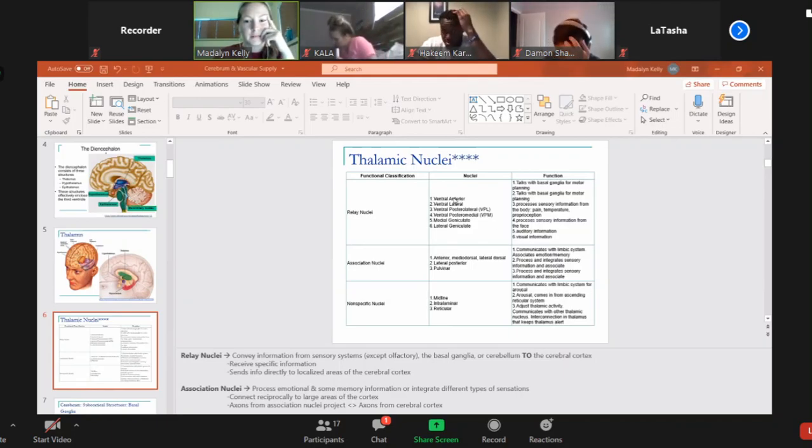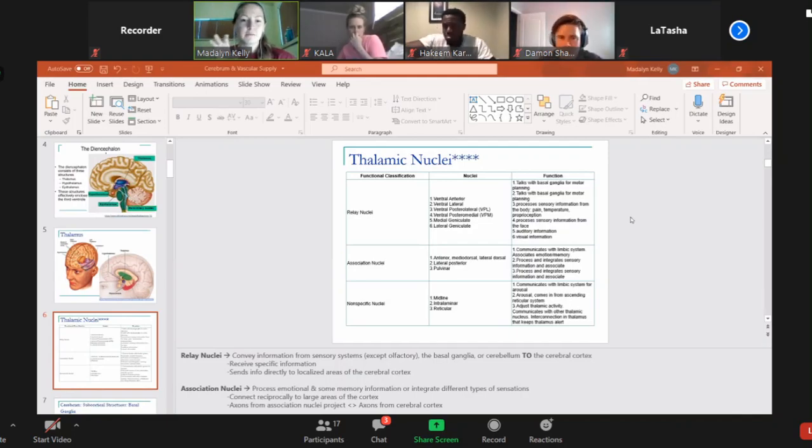Some of them are the same. So like the ventral anterior and the ventral lateral, they do the same thing here. And the 2 and 3 on association nuclei, they do the same thing. The only thing I'm concerned about is I can't really see the chart. If anyone wants to chime in, you can always chime in.